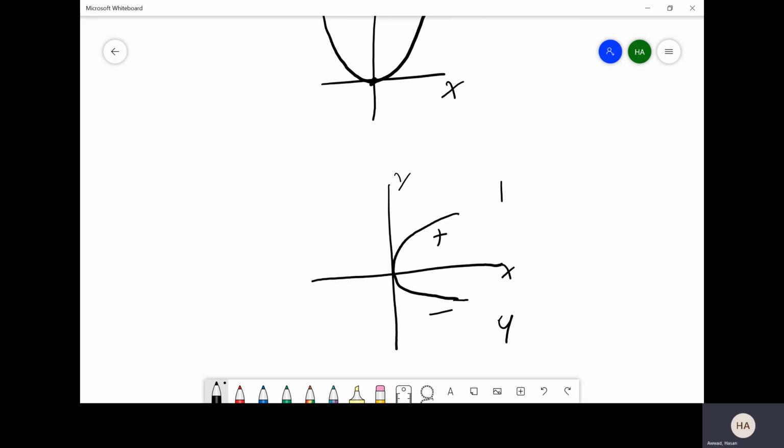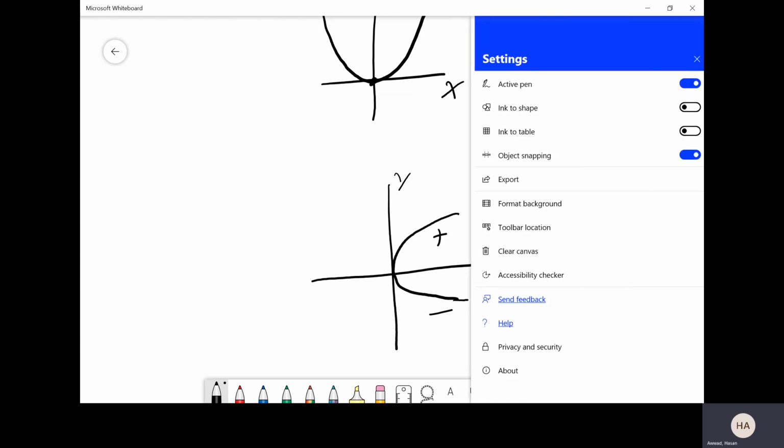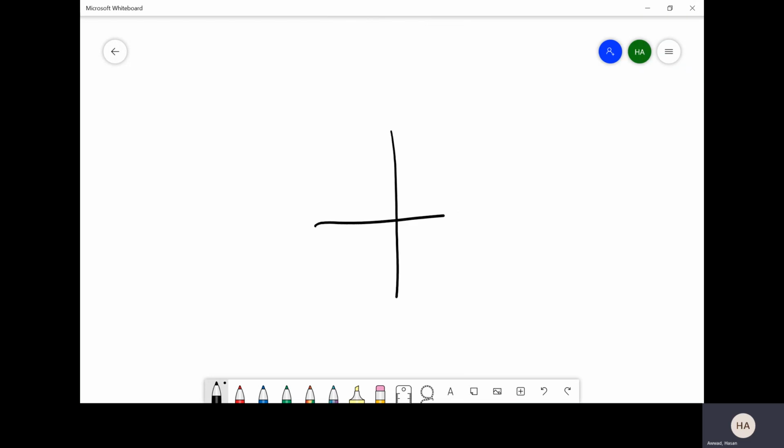Okay, and now the last sort of symmetry that we have is symmetric with respect to the origin. So that means if we have something like this, well, symmetric with respect to the origin is where we have something like a line passing through the origin. And it doesn't have to be a line. This is, again, just a rough example to show you guys.